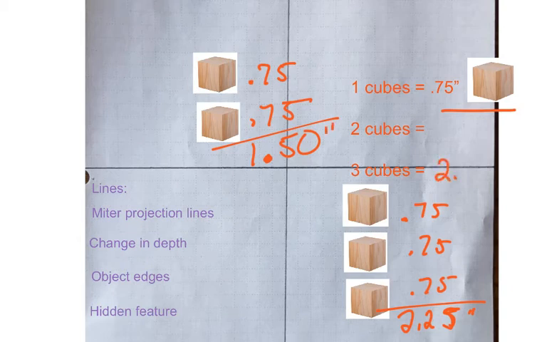So 3 cubes is 2.25, 1 cube is 0.75, and 2 cubes is 1.5. All right.